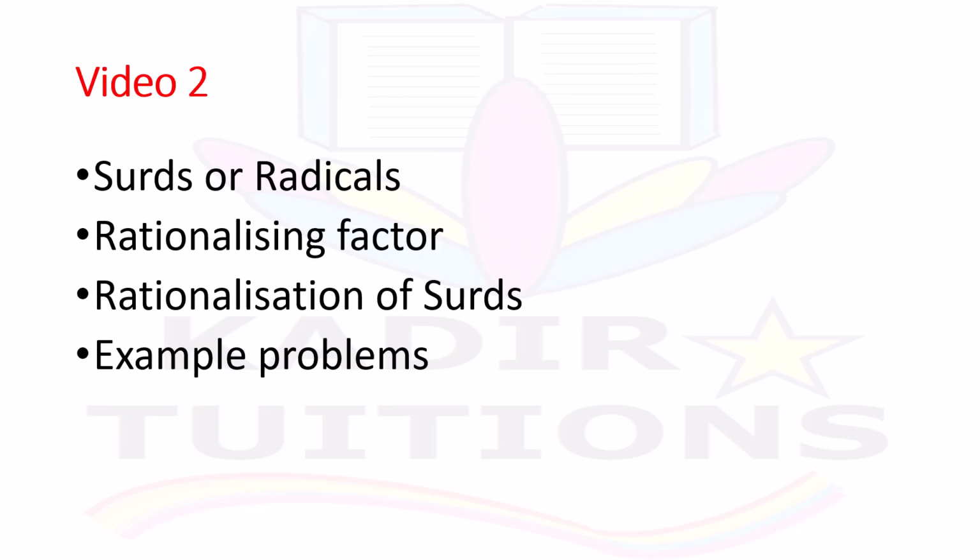Now in video 2, we are going to see what are surds or radicals, what is the rationalizing factor, and how to do the rationalization of a surd, along with some example problems.